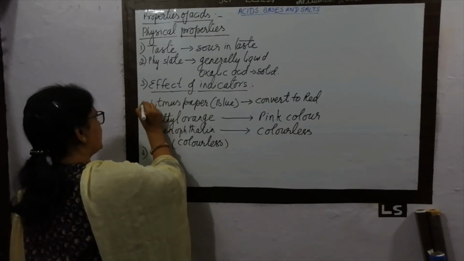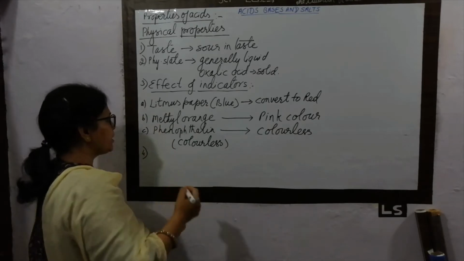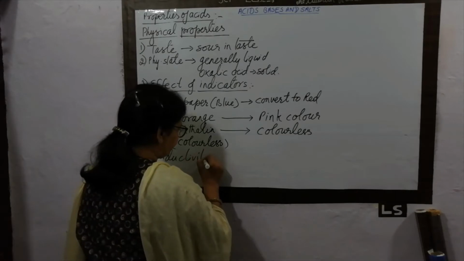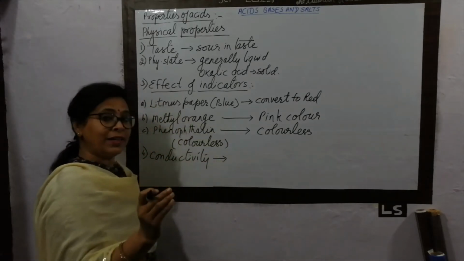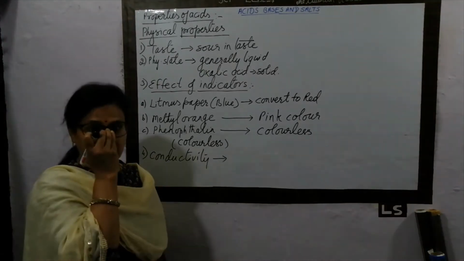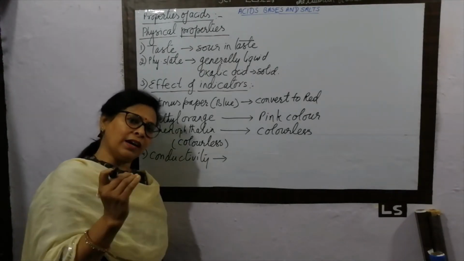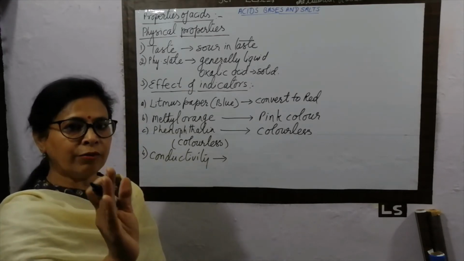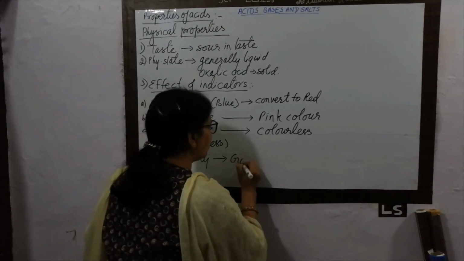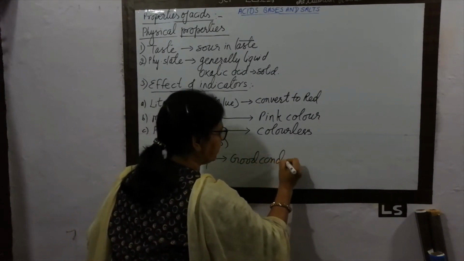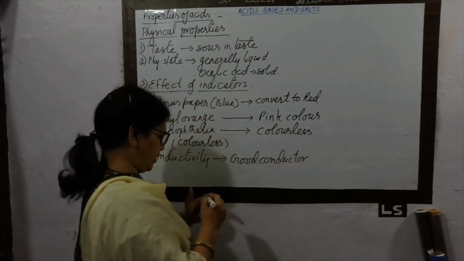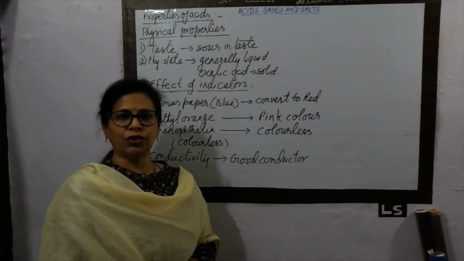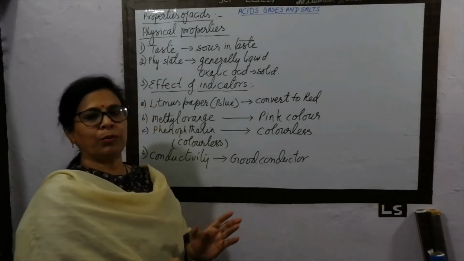Now next physical property is conductivity. As the acid has the property of ionizing in the presence of water, it means they are able to release ions, and if the ions are released by the acid, it means they are able to conduct electricity from one place to another. The acids are good conductors of electricity. Yes, it is the strong acid which is a good conductor of electricity, but acids are good conductors of electricity. So these are the physical properties of the acid.